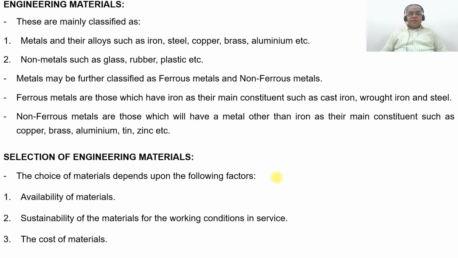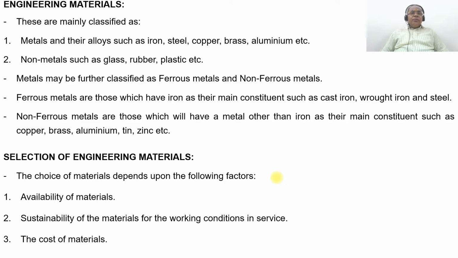The metals are further classified as ferrous and non-ferrous. The ferrous materials have iron as the main constituent, such as cast iron, wrought iron, and steel. The non-ferrous metals have metals other than iron as their main constituents, such as copper, brass, aluminium, tin, zinc, etc.